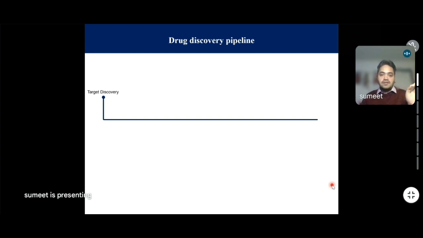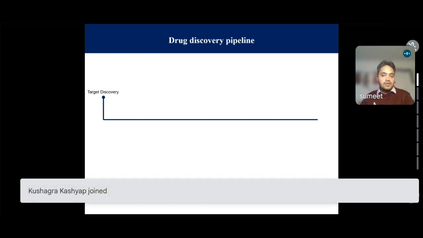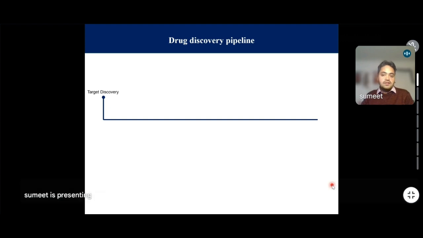The very first step is target discovery. Target discovery means that for any disease, first you need to understand the disease mechanism, what is the pathological condition, or what are the drivers of the disease. And then you can identify some of the genes which are involved in the pathway. Then you can identify some proteins which are important to drive the disease.